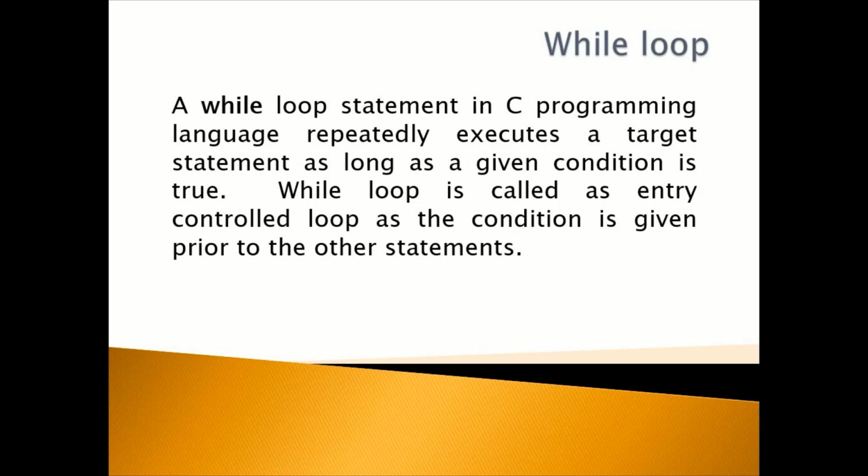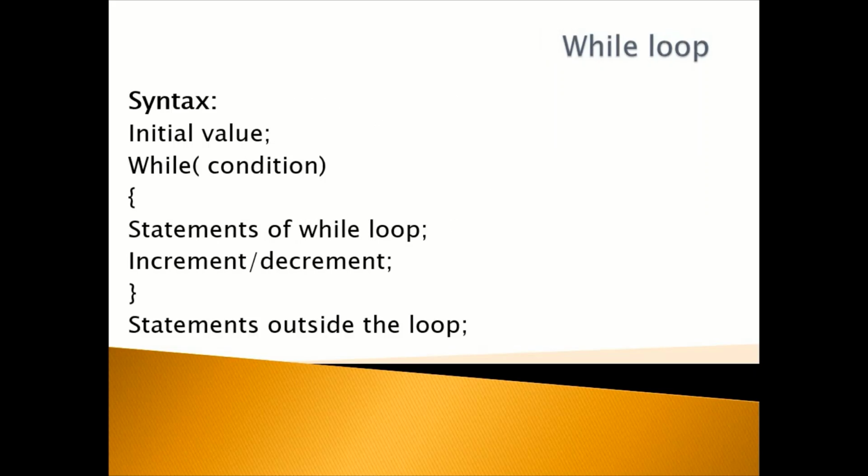A while loop statement in C programming repeatedly executes a target statement as long as a condition is true. That is, it repeats a set of statements when the condition is true. Once the condition becomes false, it stops repeating the execution of the statements. While loop is called an entry controlled loop as the condition is given prior to the other statements in the loop.